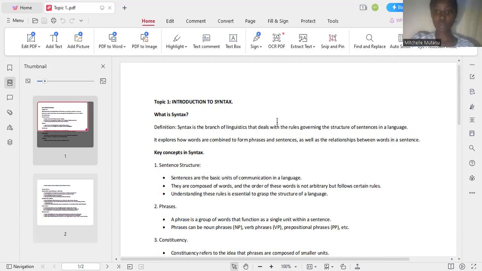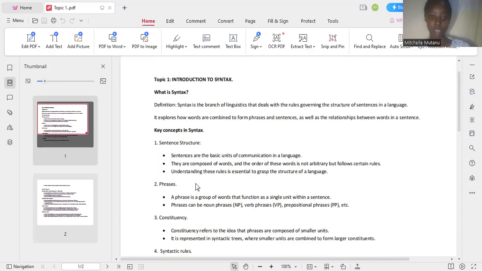The key concept of syntax is the sentence structure. Sentences are the basic units of communication in a language. They are composed of words, and the order of these words is not arbitrary but follows certain rules. Understanding these rules is essential to grasp the structure of a language.